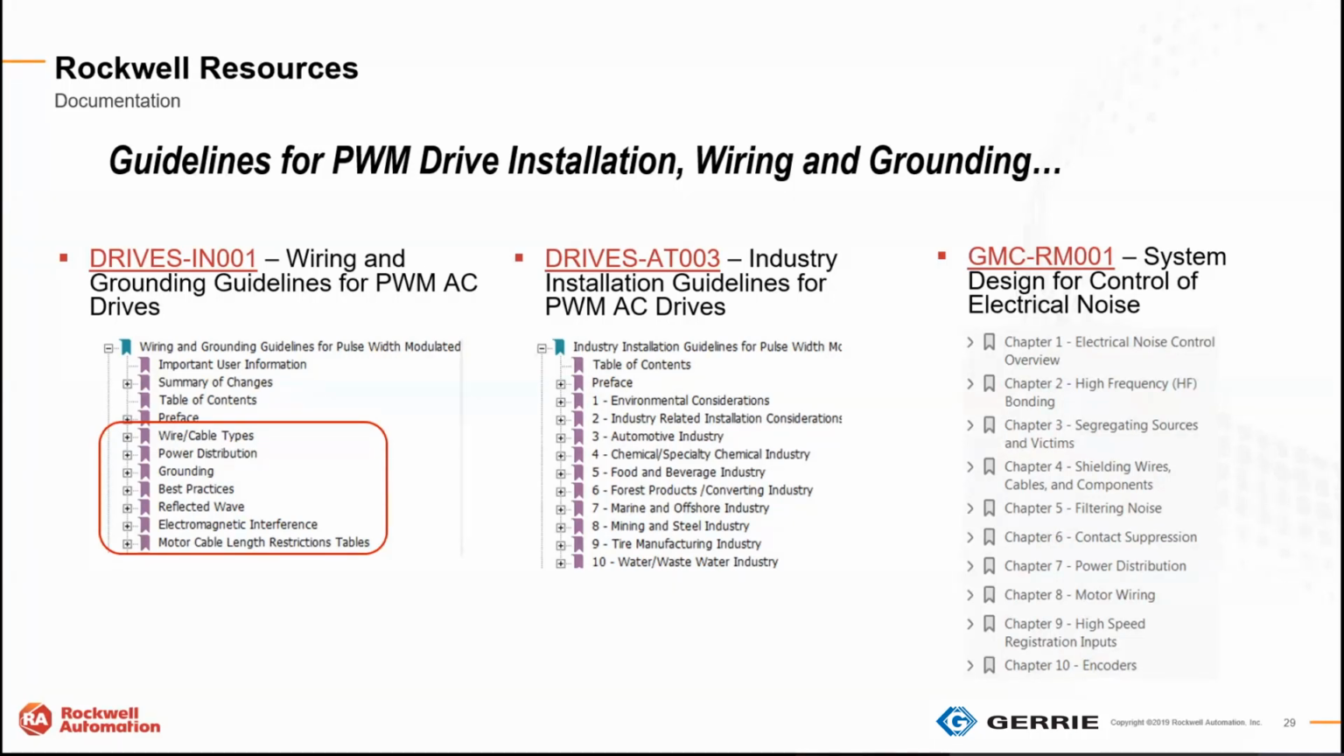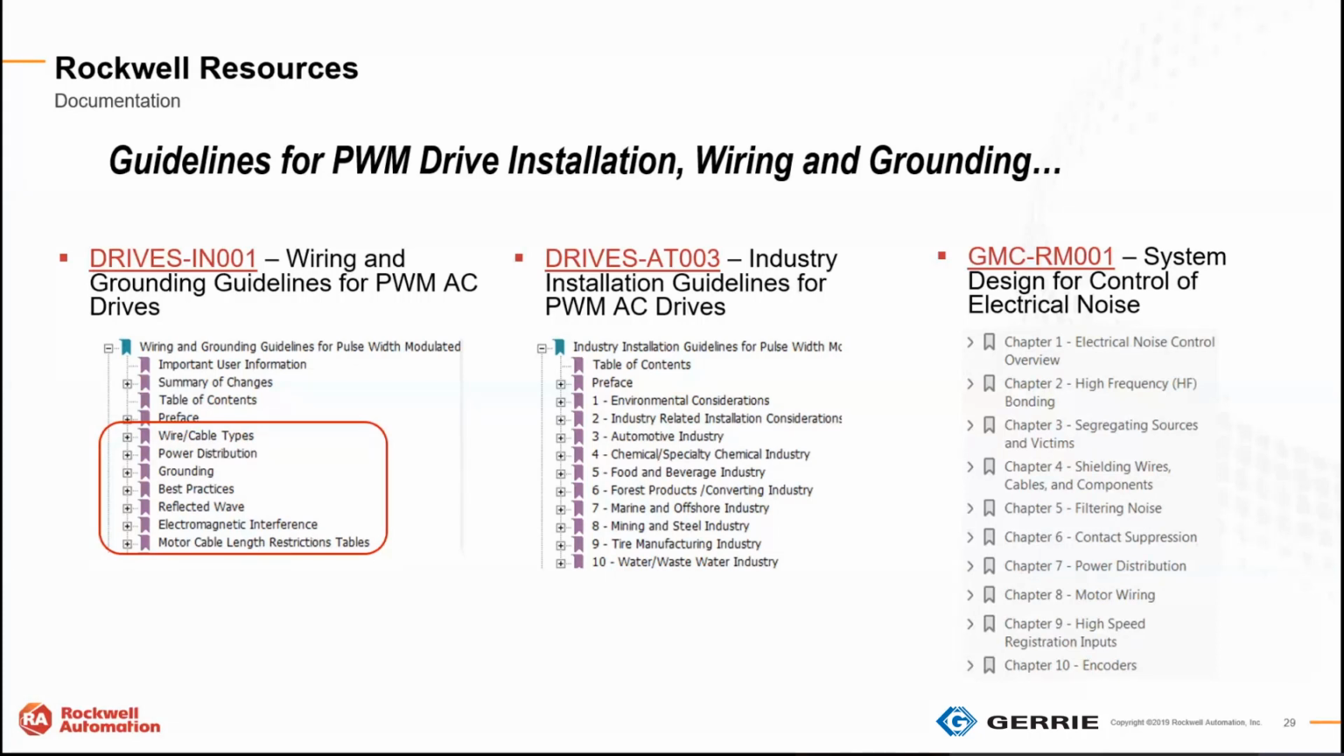The drives AT003 is more industry specific, so we cover off different industries, and here are the different industries: automotive, chemical, food and bev, forestry, marine, mining and steel, tire, and water wastewater. So very specific things that we find in those specific industries, it addresses that.